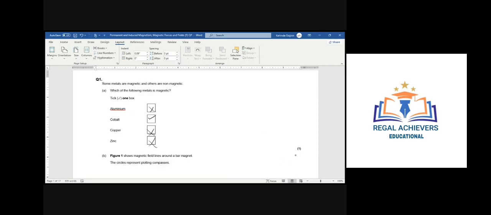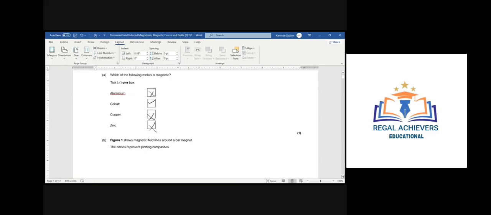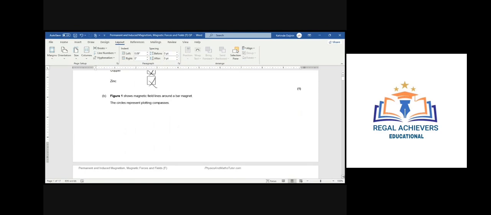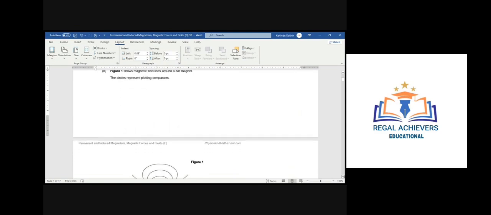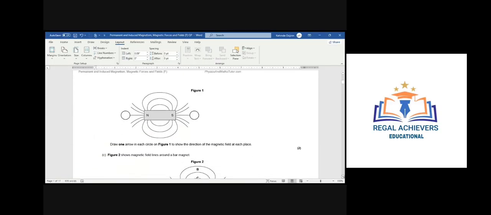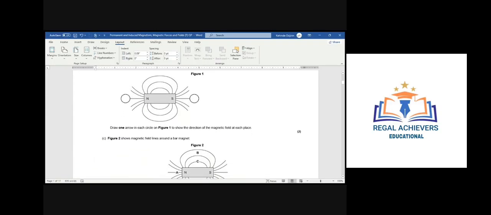The next question says, Figure 1 shows the magnetic field lines around a bar magnet, and the circles represent plotting compasses. So we are asked to draw one arrow each in the circle to show the direction of the magnetic field at each place. The direction of the magnetic field at each place is going to follow this direction. This is the direction it has to follow.